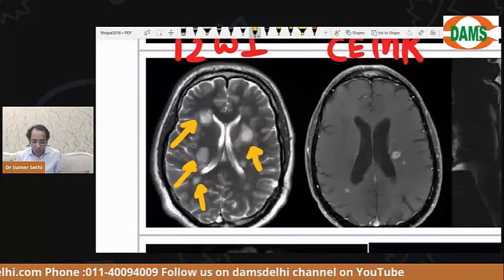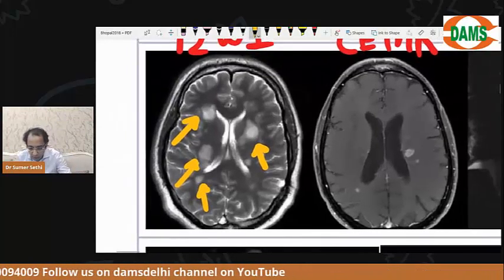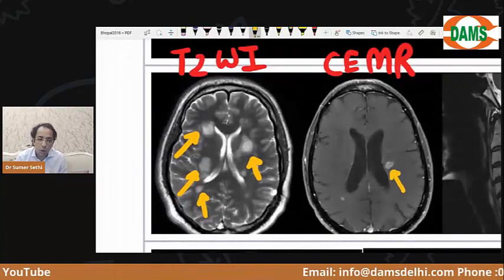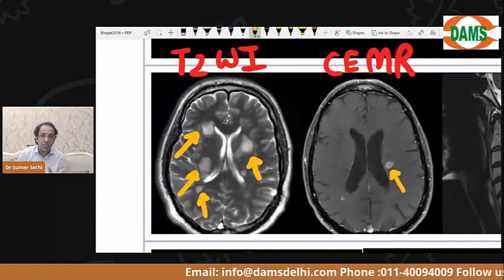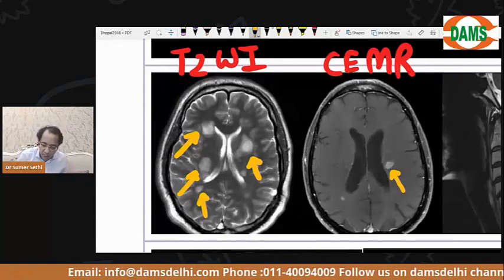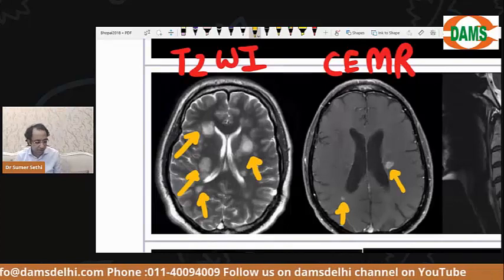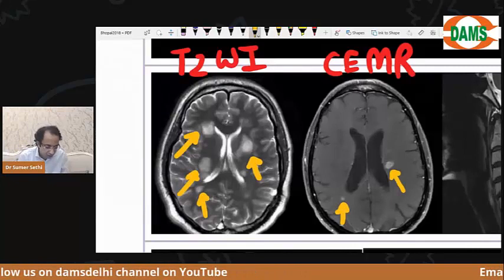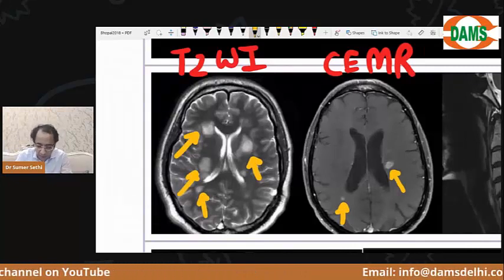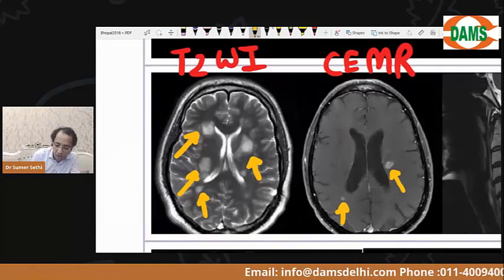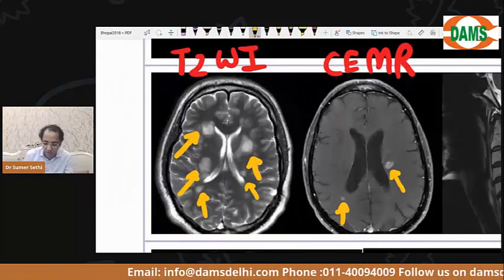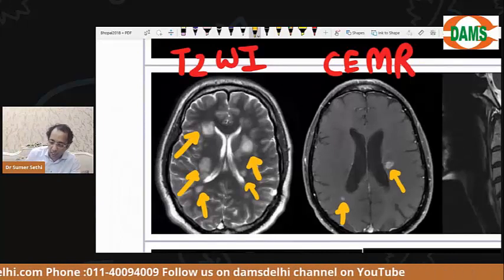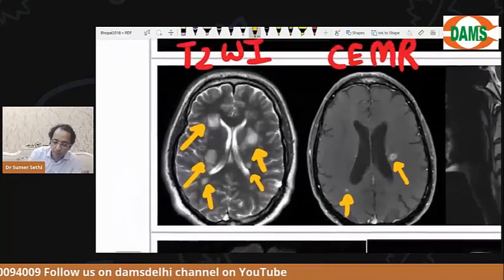While when I do a contrast study, I can see enhancement. So in a contrast study, when the dye is taken up, we say enhancement. I can see enhancement in only these two lesions. Okay, listen to me, everybody. The first image is a T2 weighted image. We could see 4 or 5 lesions. Okay, we can see 5 lesions on a T2 weighted MR. On a contrast enhanced, the dye is taken up only by 2 of them.